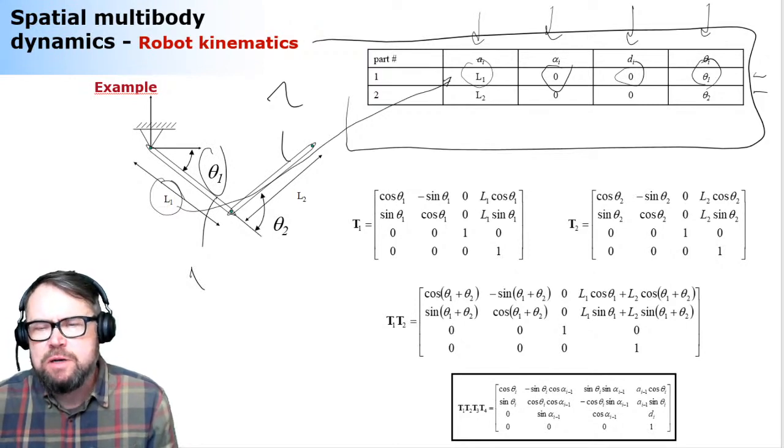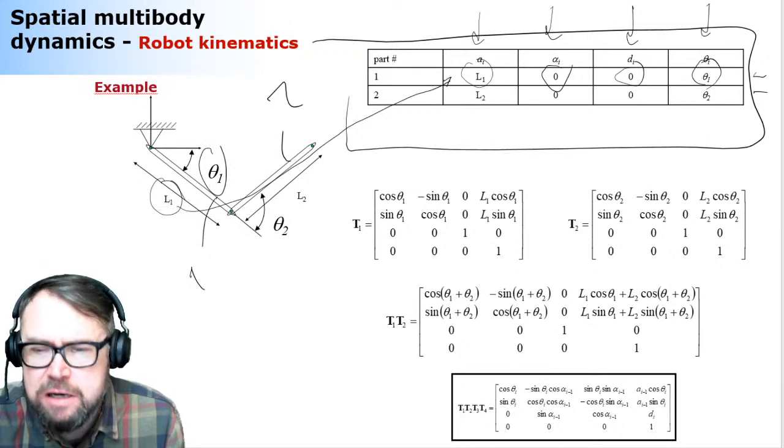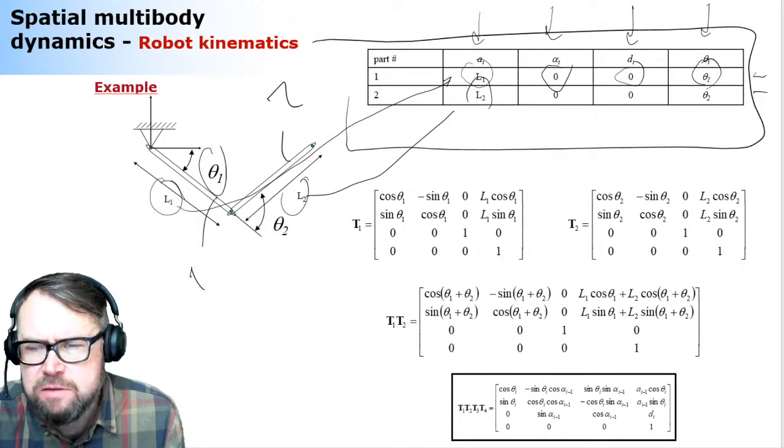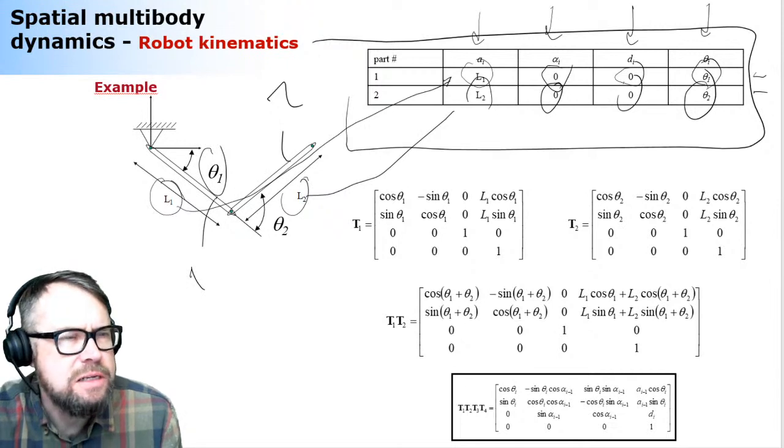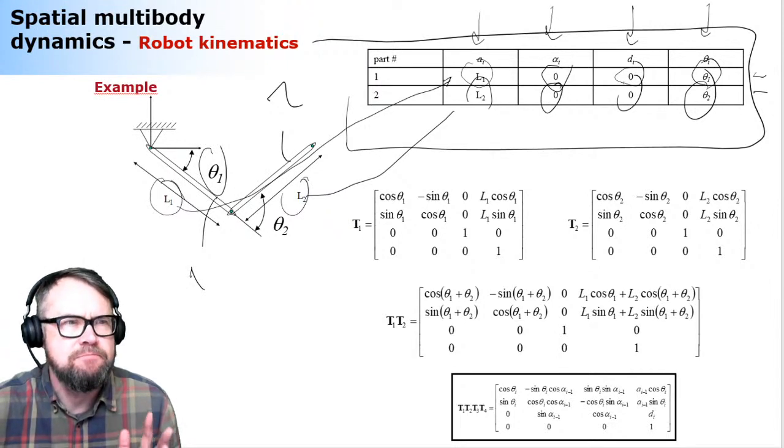Then the second body, we're going to do the same. Length, yes, there is a length. The length is coming here. You know, there is no twisting here. There is no D here. There is this angle, theta 2, which is a relative coordinate this time, relative coordinate.